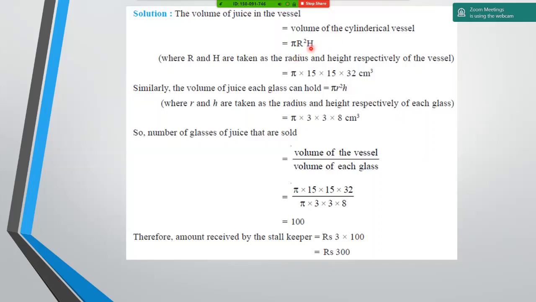Always see to it that you make the R and the H different. This was the big cylindrical vessel, so you can make it as capital R and capital H. When we are talking about the small glasses, it is small r and small h. If you want to, you can make it as R1 H1 and R2 H2, but don't keep it the same, because it's senseless actually if you keep both R's and H's the same. Please mute yourself.